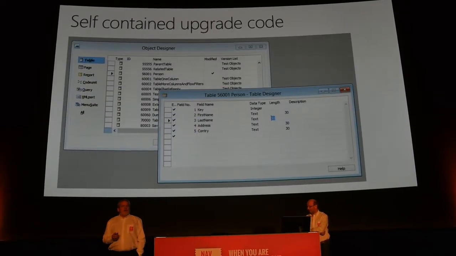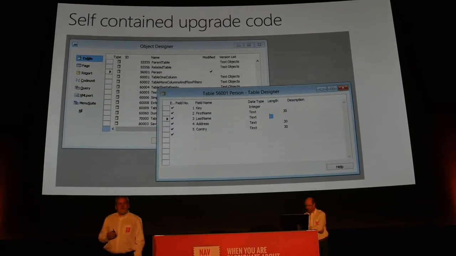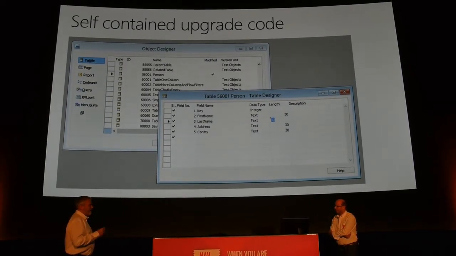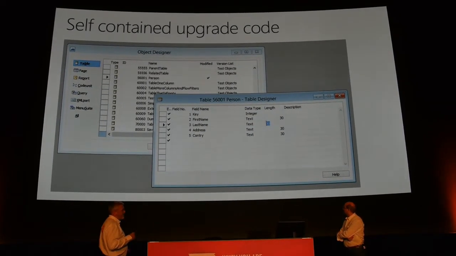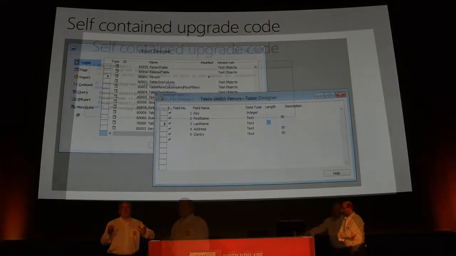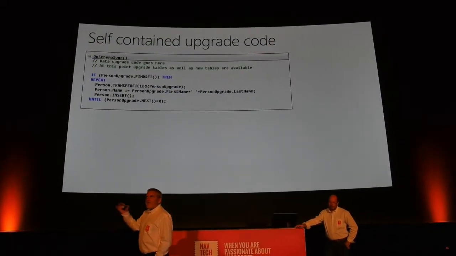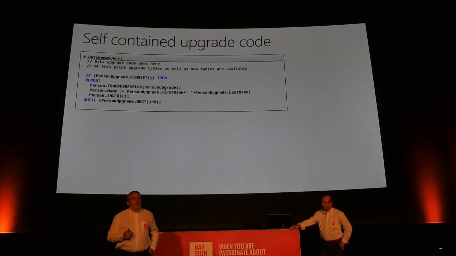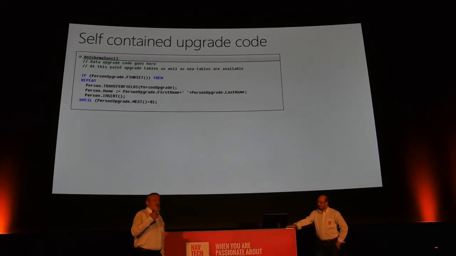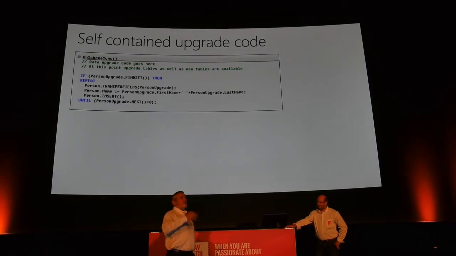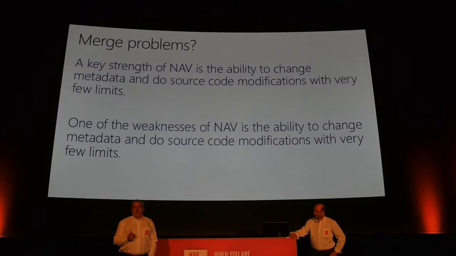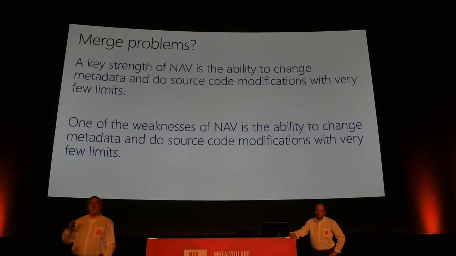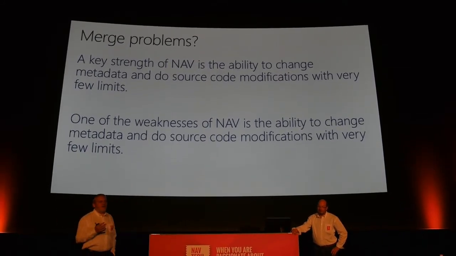So the first one I want to talk about a little bit here is what we call self-contained upgrade code. This has to do with doing upgrades where you want to do a field change or table change, and when the platform runs this code, it will automatically delete the temporary table, so to speak, and you're good to go, because this is part of an upgrade step only to be run when you upgrade from any point anywhere. That is super powerful. It means that you can go into a system and do something immediately without a big learning curve.